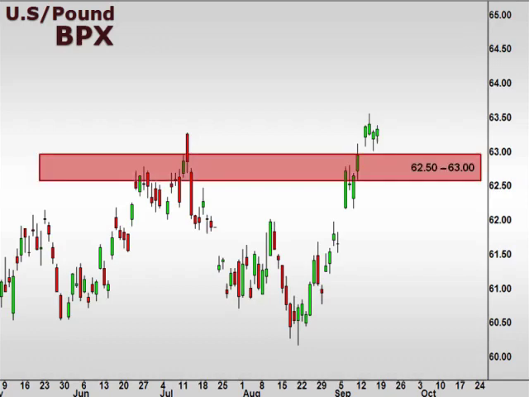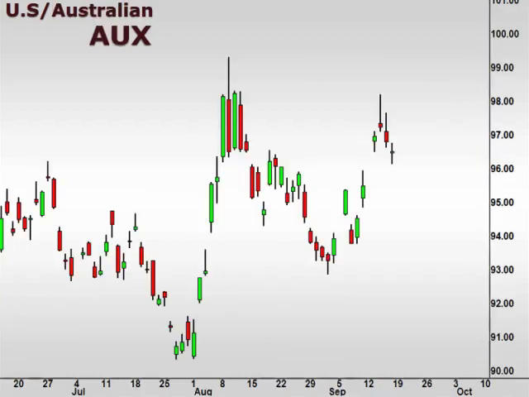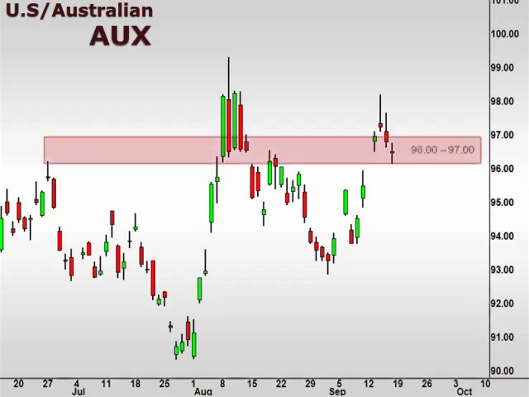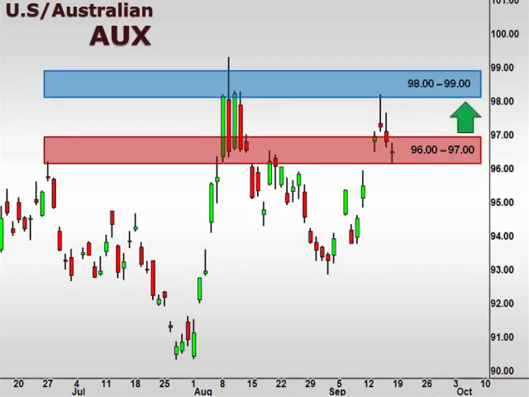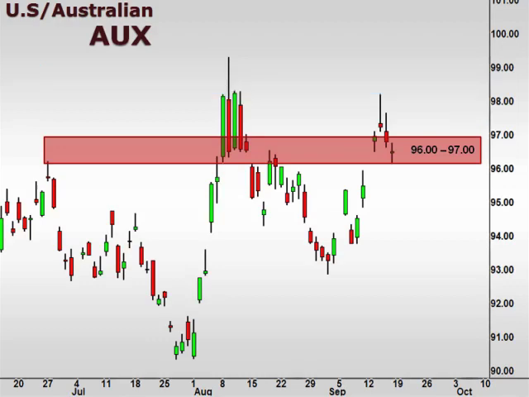Let's take a look at the BPX, the US versus the British pound. Well, the BPX held above the 62.5-63 support. This lends credibility to a push towards 64-64.5. Let's take a look at the AUX, the US versus the Australian dollar. Well, the AUX traded as high as 98 before reversing to test support at 96. A bounce here is likely to retest the 98-99 focal zone for resistance.